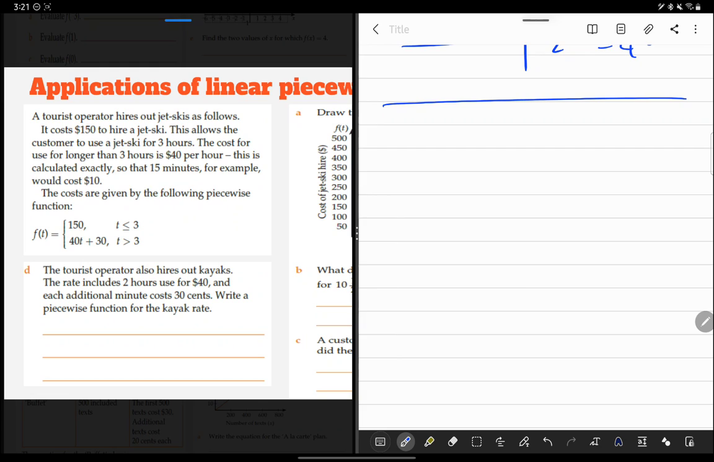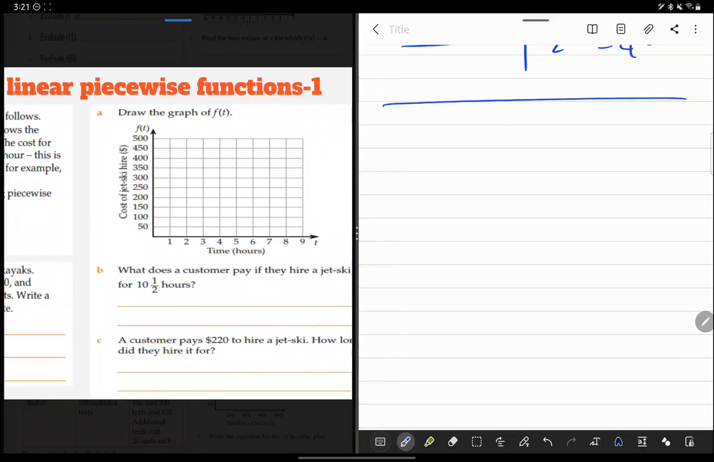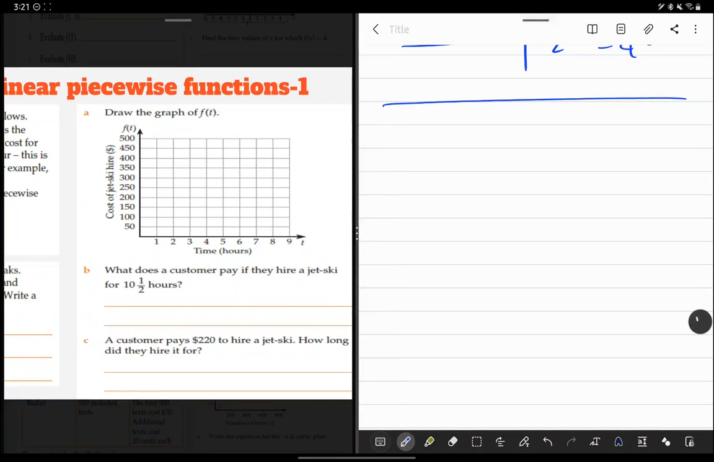All right, let's keep reading. This is calculated exactly. So 15 minutes, for example, would cost exactly $10. Cool. So it's not chunked up into hours, it's down to the minute. The costs are given by the following piecewise function. There it is. The D's on there and A's here. So let's do A first.